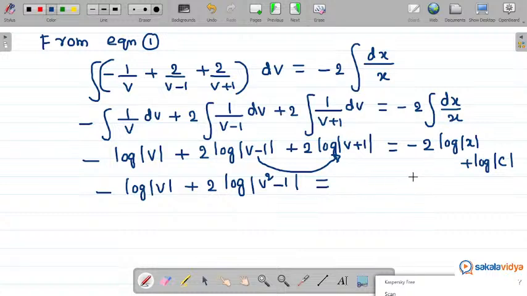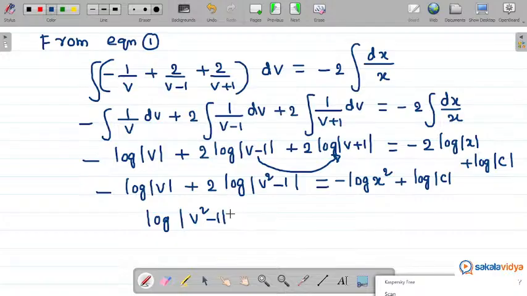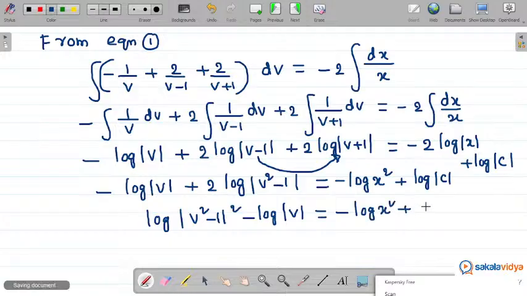So this we can write now: log x to the power of x square minus log x square minus log x, it becomes power, so log mod v. So this we can write now: log mod v square minus 1 whole square minus log mod v equal to minus log x square plus log mod c.